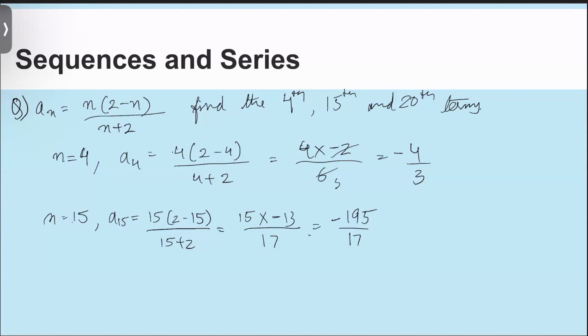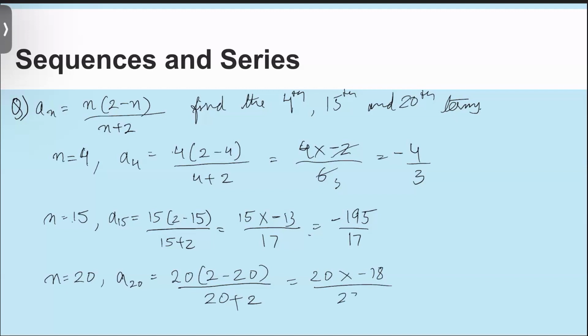Okay, the next one we have is n is equal to 20. So a20 would be 20 into 2 minus 20 upon 20 plus 2. So that is 20 multiplied by minus 18 and you have 22. This is 10. This is 11. Okay, so this is minus 180 by 11.